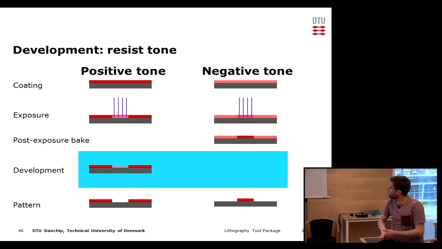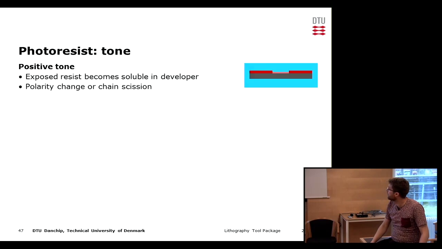So that means we now go from, let's say, short polymer chains that would dissolve in the developer to basically one big molecule because everything cross-links together. And this does not dissolve, so when we put it into the developer, everything else except what was exposed is now removed, and we are left with a negative image of the mask on our sample. So that's the difference between the two.